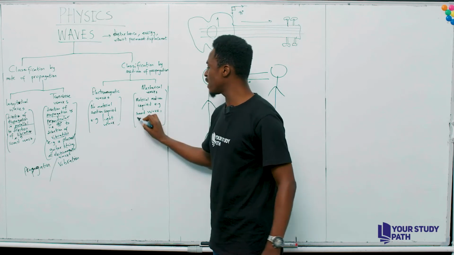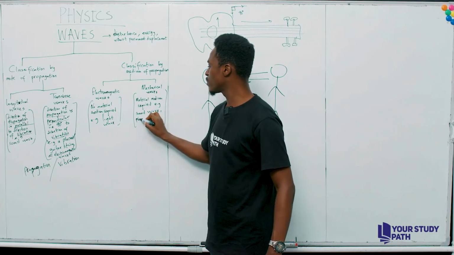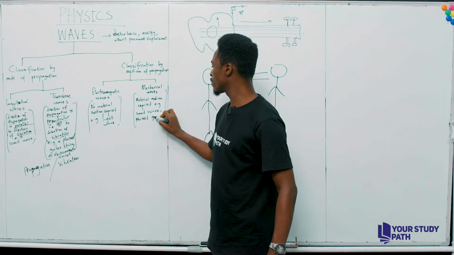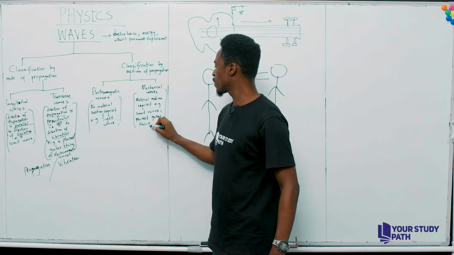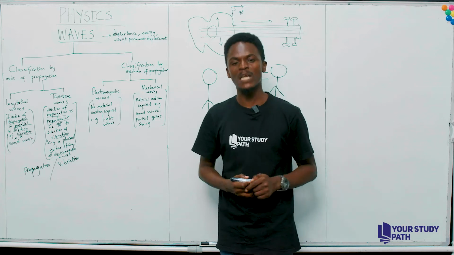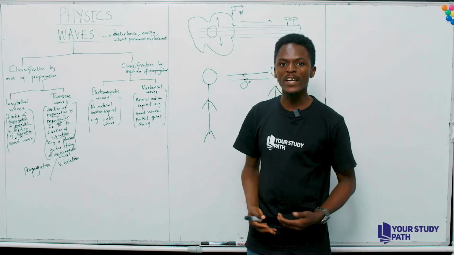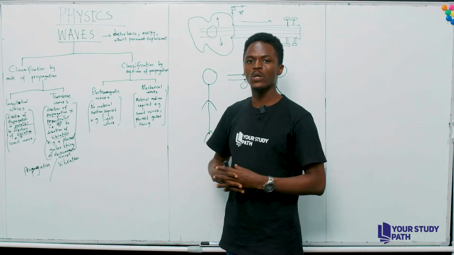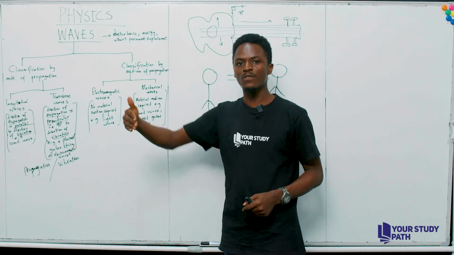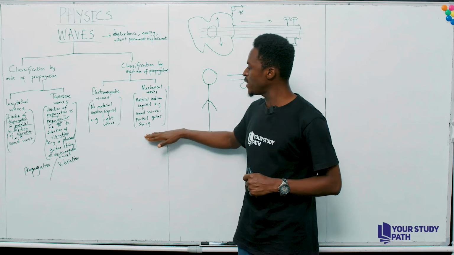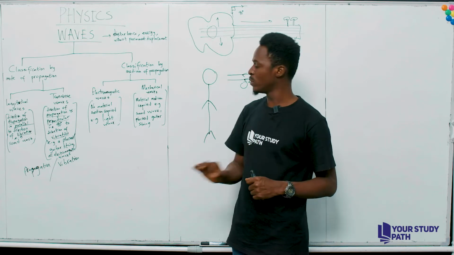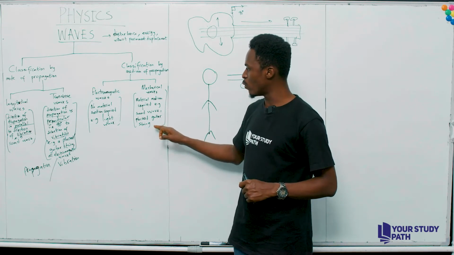A plucked guitar string would also require what? A material medium. Water wave would require material medium. Without the water, we can't have the wave formed on it. As such, any wave that requires material medium would be classified under what?